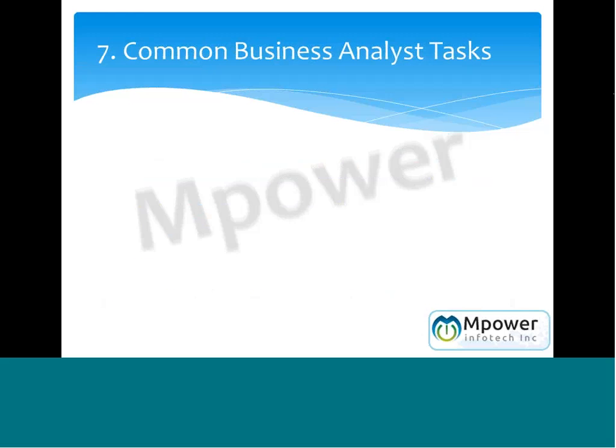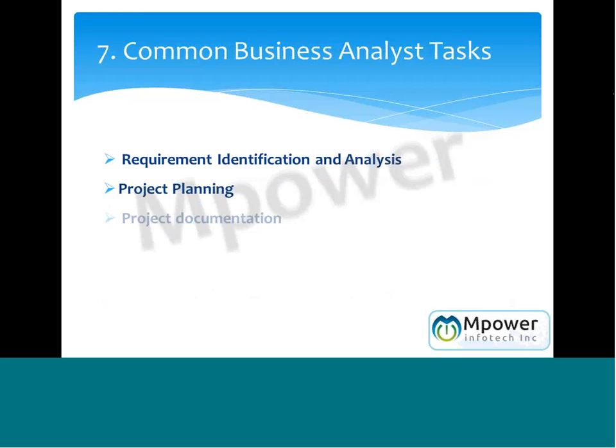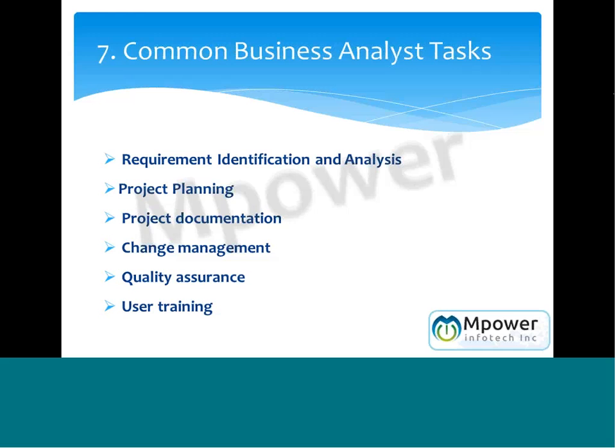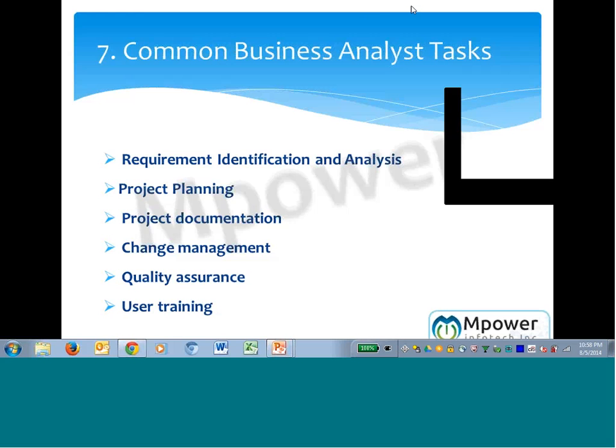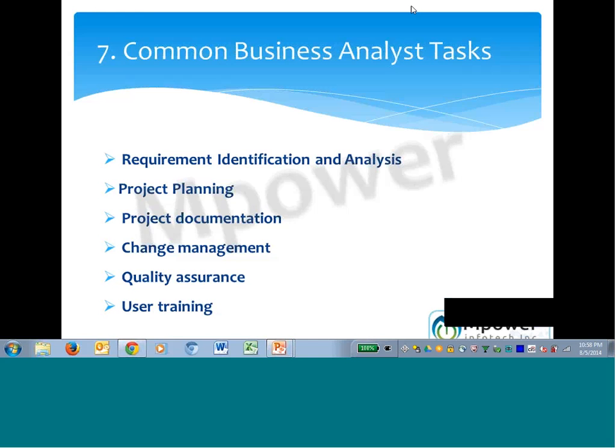All right. Now, what are some of the tasks that you will be performing as a business analyst? Number 1, most important, is requirement identification and analysis. So as a BA, you will be working on documenting requirements. You will be working on project planning as well, project documentation, change management, and quality assurance and user training. Pretty much these are some of the activities that you will be working on as a BA.